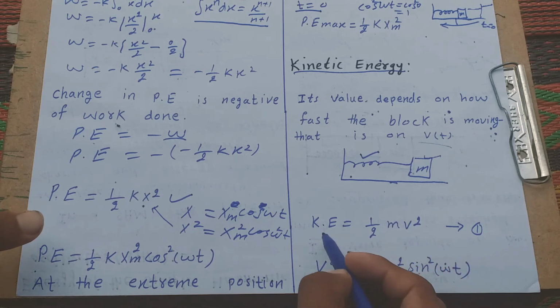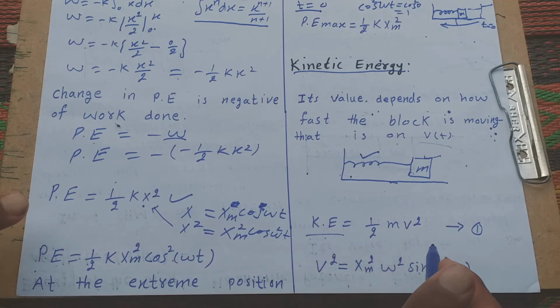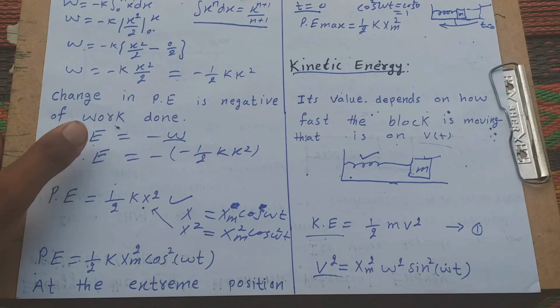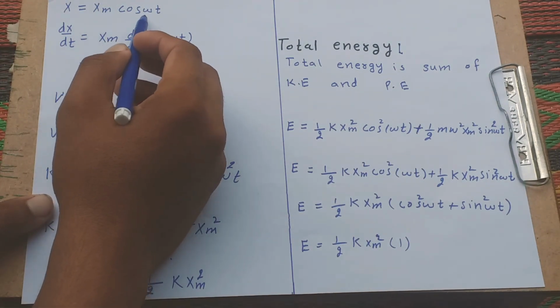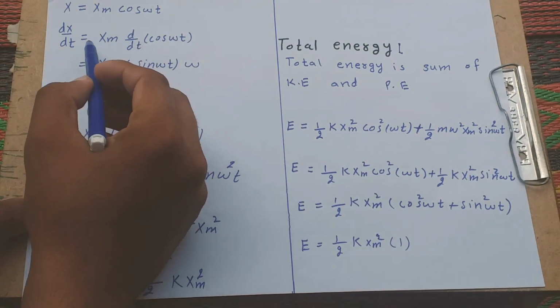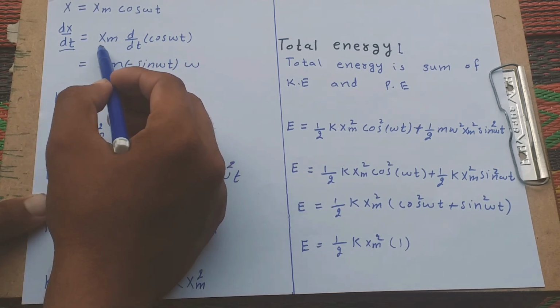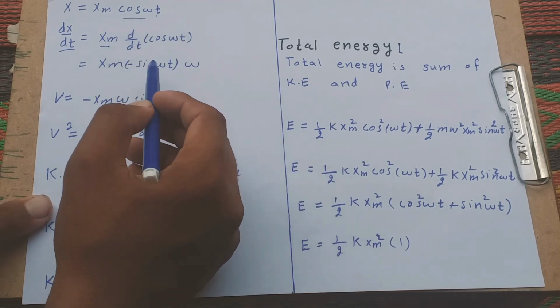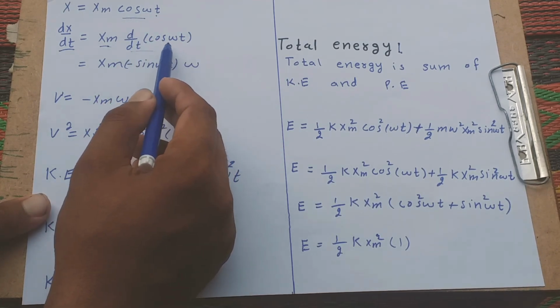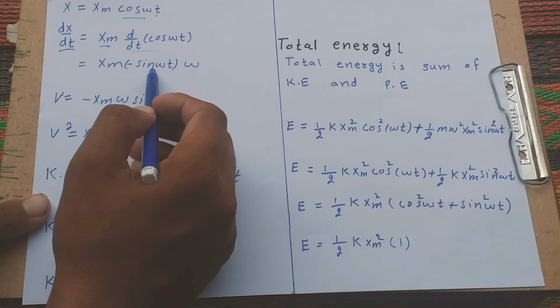Okay, we know that the kinetic energy is equal to half m v square, and v square is equal to xm square omega square sine square omega t. How do we obtain this value? We know that x is equal to xm cos omega t, and we take the derivative of x with respect to time t. Xm is constant, and we take the derivative of the function cos omega t, because cos depends on t. Then we know that the derivative of cos with respect to time t is equal to minus sine omega t.